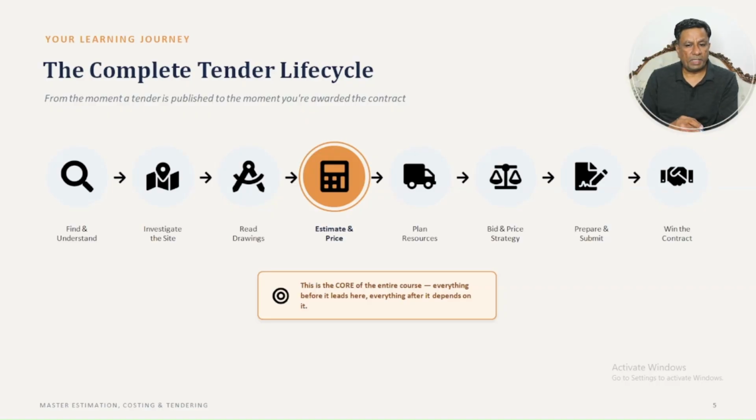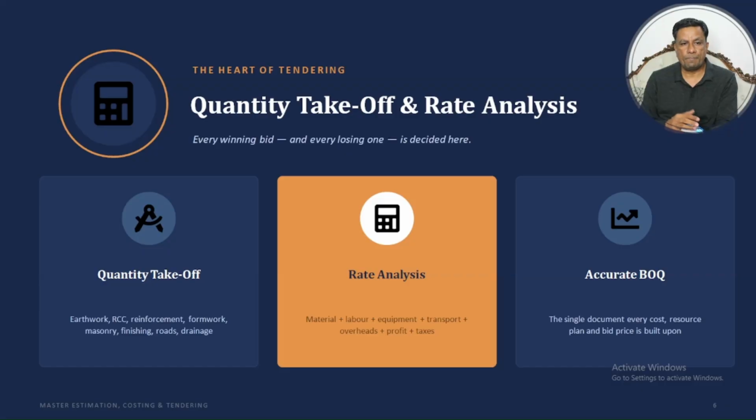This is the core of the entire course. Everything before it leads here, everything after it depends on it. So the heart of tendering is quantity takeoff and rate analysis. Every winning bid and every losing one is decided here. Rate analysis includes material, labor, equipment, transport, overhead, profit and taxes.